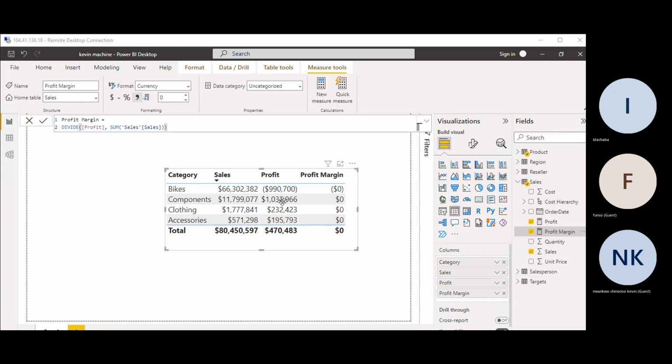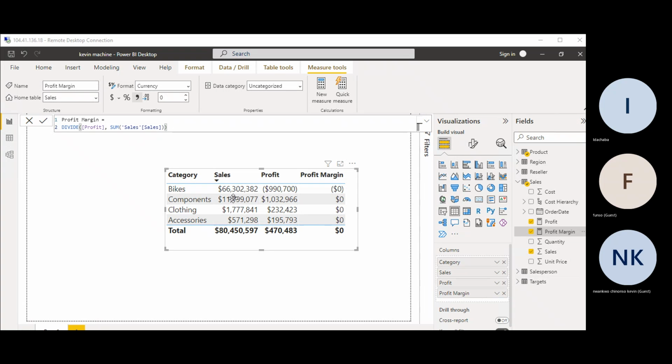Okay. Name it profit margin. Ensure the profit margin measure is selected, and then on the measure tools, select the format, percentage with two decimal places. So we have renamed it to profit margin.